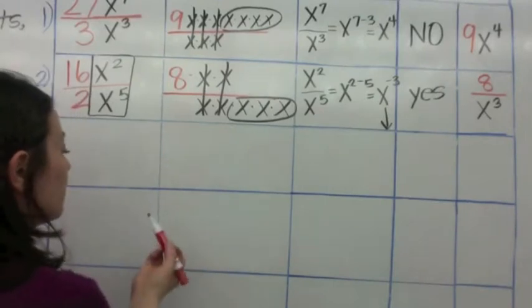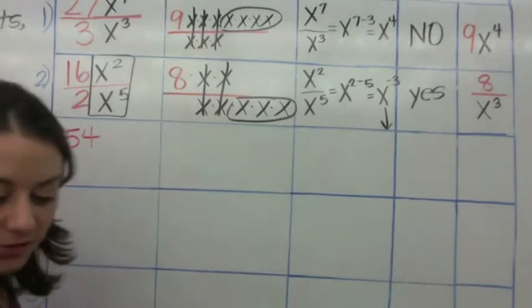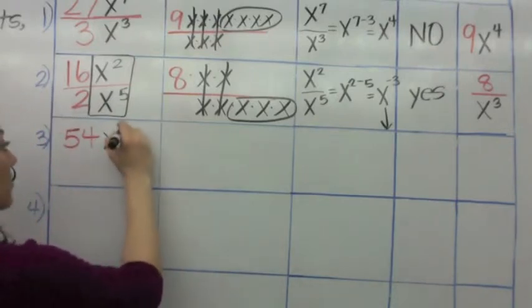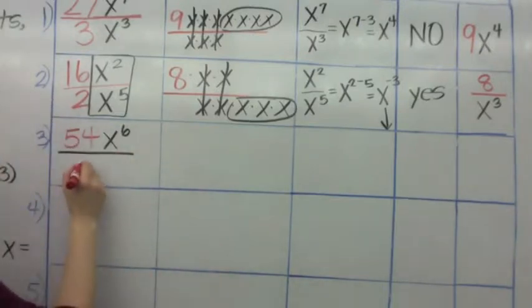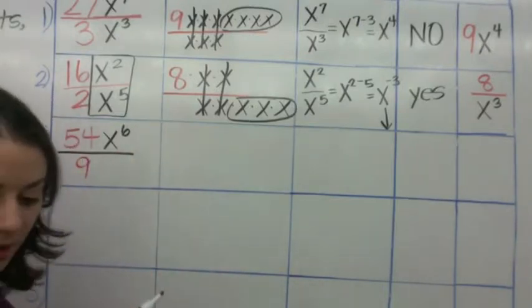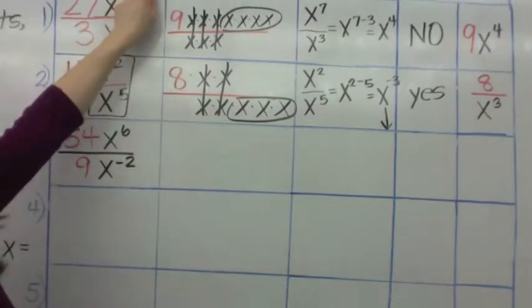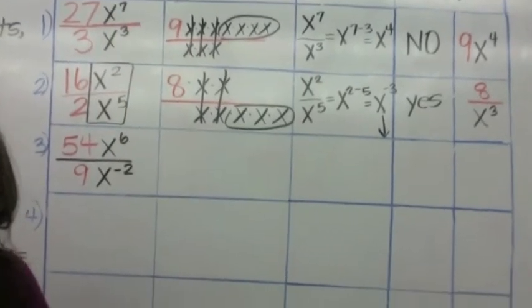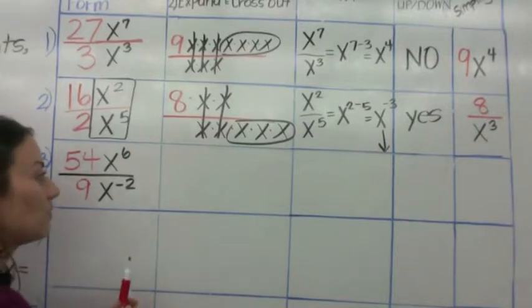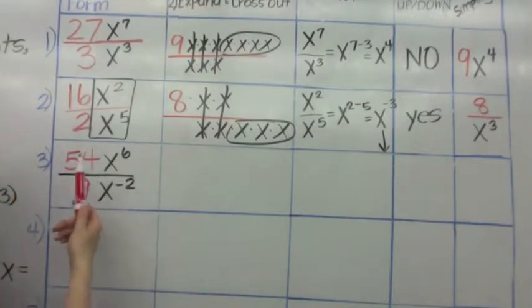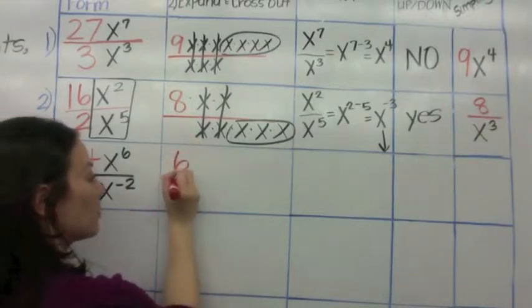Okay, so the next example is going to be 54. That's your coefficient on the top. 54 x to the power of 6 divided by 9 x to the power of negative 2. Okay, what do you have to do first? Oh, you can't see it. What do you have to do first? You have to divide the coefficients. So 54 divided by 9. What's 54 divided by 9? Come on. 54 divided by 9. Skip count by 9. It's 6. So 6 is going to be on the top.